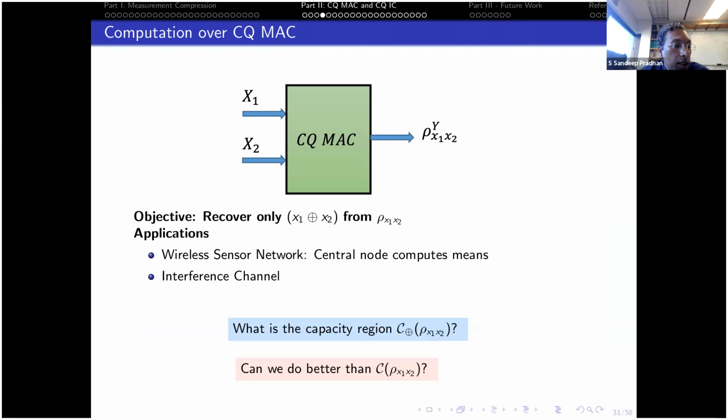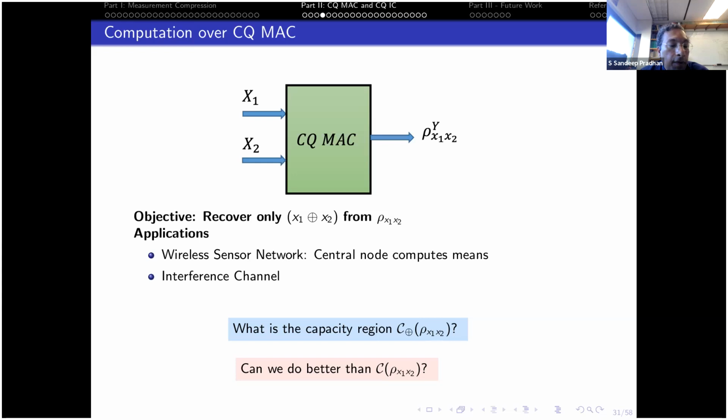Classically, these kinds of situations have been extremely well studied. There are tomes of work written on that. In the classical setup, for example, in wireless sensor networks or interference networks, we want to only decode the interference. For example, x1 comma x2 could be interfering with some signal, in which case you want to decode the interference, remove it, and then decode your message. In which case you don't want to decode x1 comma x2. Why would you do that if the only interference is from x1 plus x2?